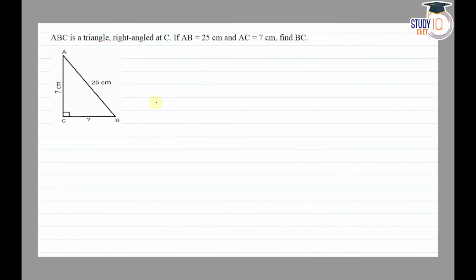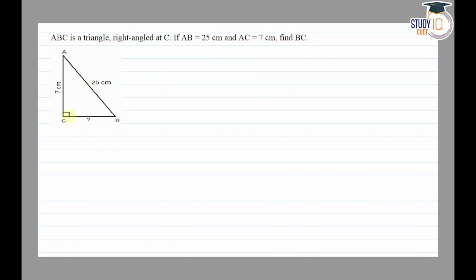Hello everyone, this question appears in class 7th NCERT chapter of the triangle and its properties. This is second question of its exercise 6.5. So the question says that ABC is a triangle right angled at C. If AB is equal to 25 cm and AC equal to 7 cm, find BC.